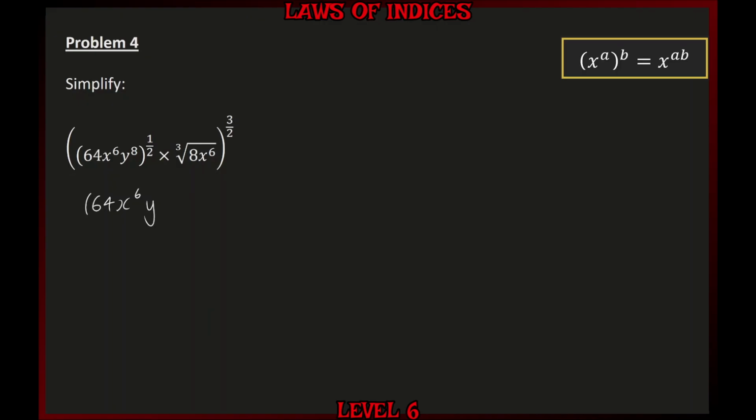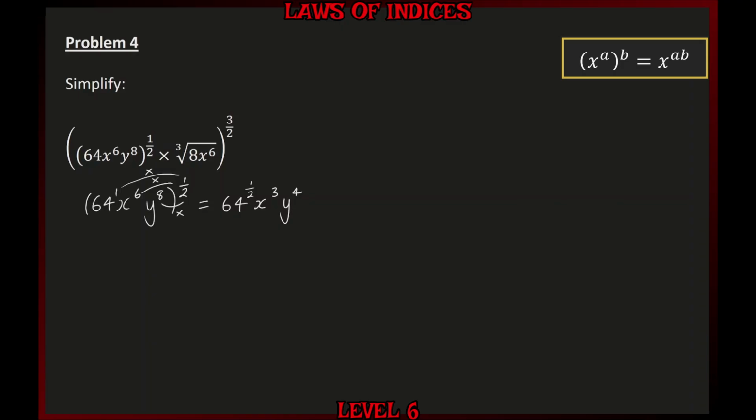And we can see here that we're raising powers to powers. So we're going to use this law, which tells us that we can simplify this by multiplying the powers together. And it's really important to realise that 64 has a power of 1 on it. So starting with that power of 1, 1 times a half is a half. So we have 64 to the power of a half. 6 multiplied by a half is 3. So we have x to the power of 3. And 8 multiplied by a half is 4. So we have y to the power of 4.